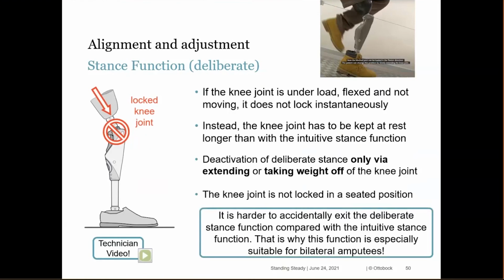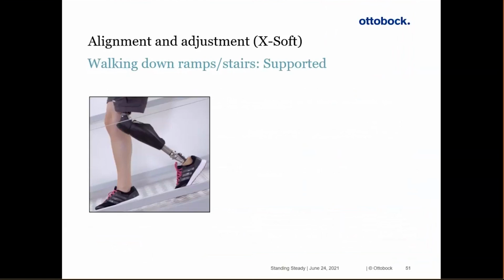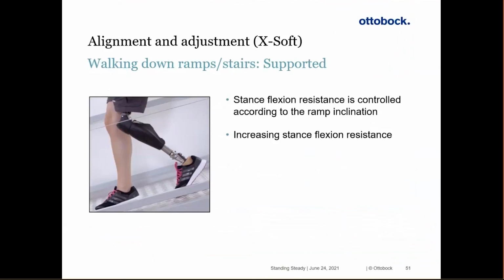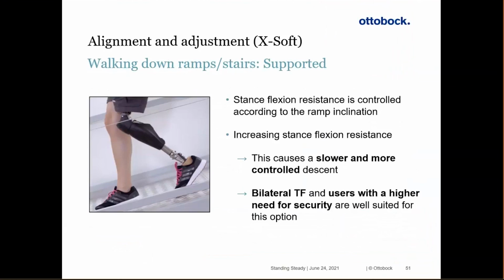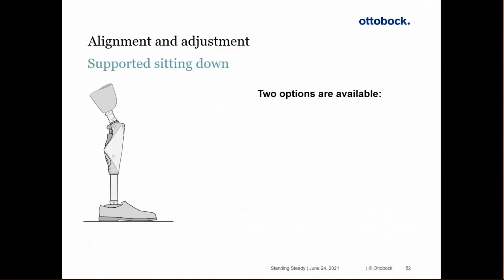There are technician videos embedded in the software that are really great. The C-Leg doesn't have this deliberate option, but it has a manual option, and that can be utilized for bilaterals as well, similarly. There is the supported option walking down ramps and stairs. This will give more support as they go down rather than just the typical constant support that you've programmed. And that stance flexion will increase, causing a slower and more controlled descent. So that's a nice option that can be selected for the bilateral user.